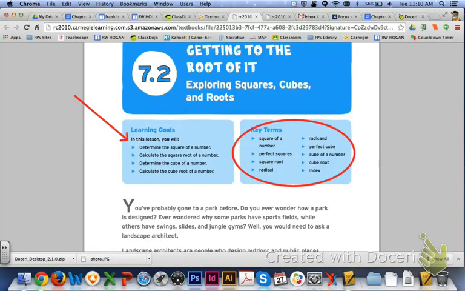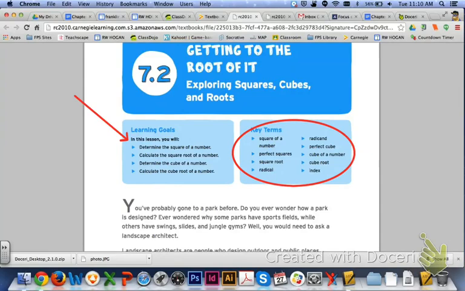Hi class, in lesson 7.2 we will be exploring squares, cubes, and roots. Learning targets for today: we will be determining the square of a number, calculating the square root of a number, determining the cube of a number, and calculating the cube root of a number.